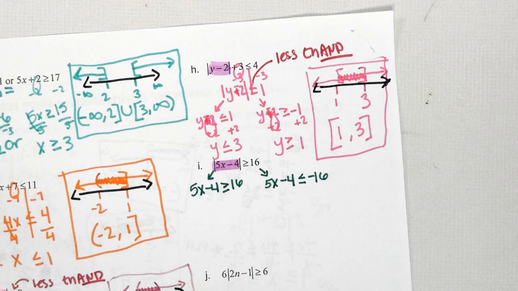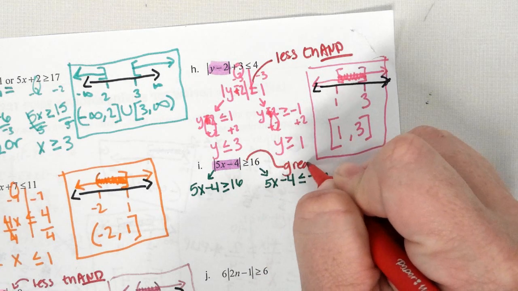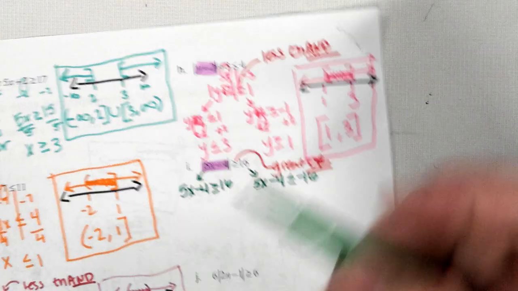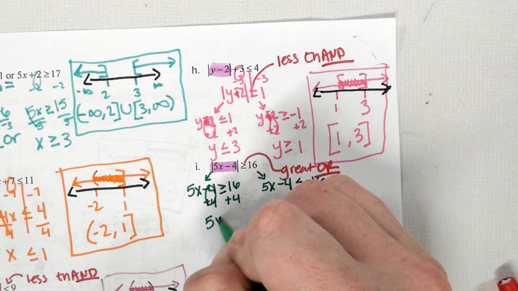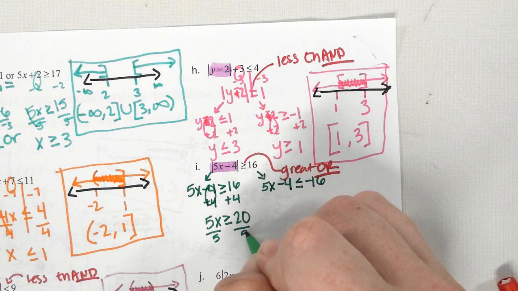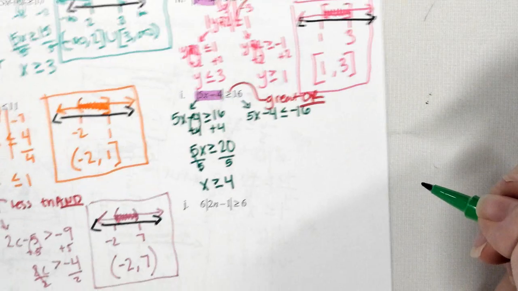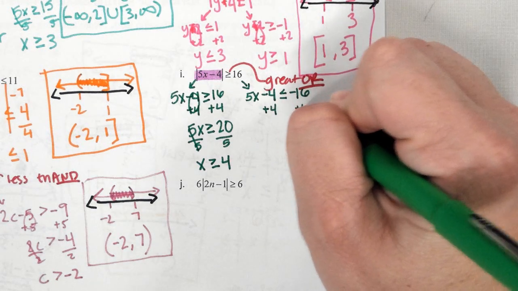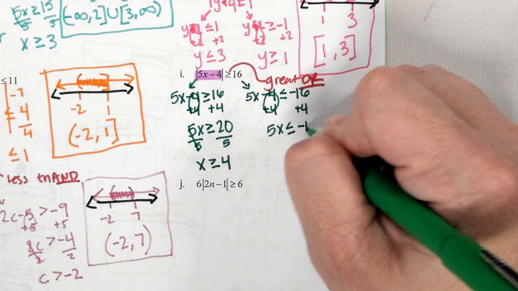So before I keep going, I want you to realize this symbol is greater than or equal to, so this is going to be an or problem, yes? Plus 4, 5x is greater than or equal to 20. Divide by 5, and I get x is greater than or equal to 4. Okay, plus 4, 5x is less than or equal to, that gives me negative 12.